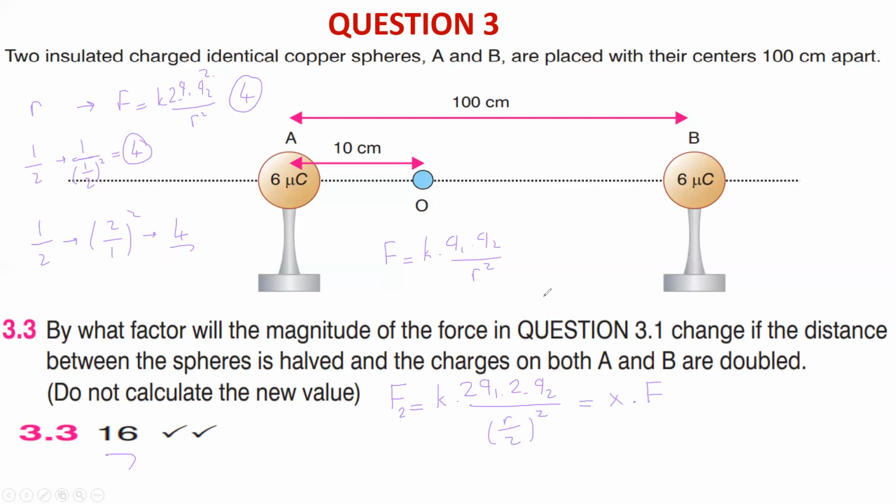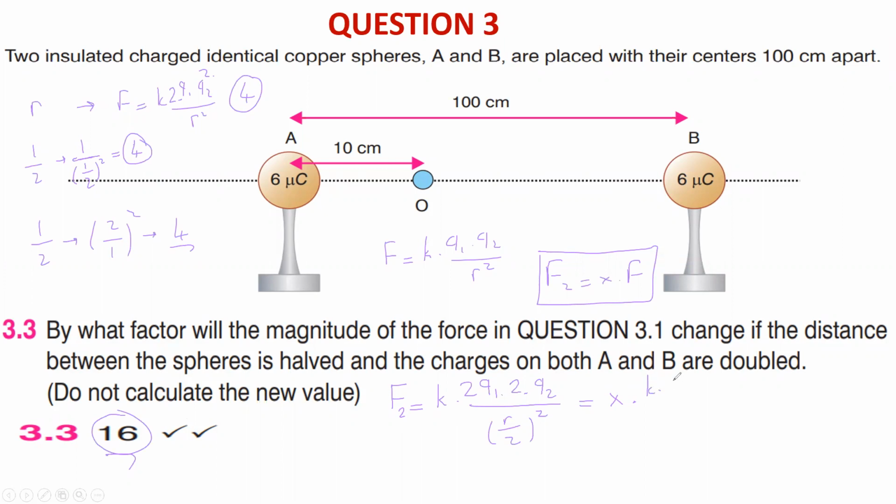Maybe we can start from initially: we can say F2 equals X times F, because we are looking for how many times bigger the new force is. F2 is this one, and F we can write from now. What is the F formula? F2 equals XF, and X is just the number we are looking for. We will get it now.